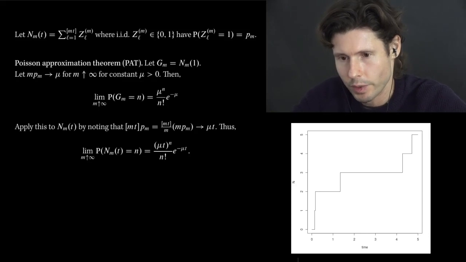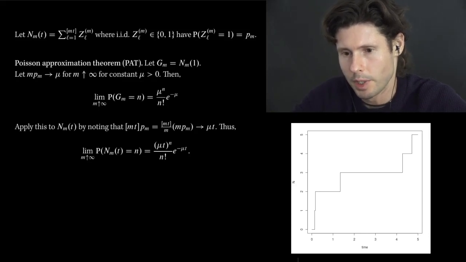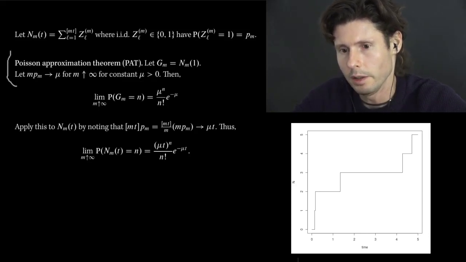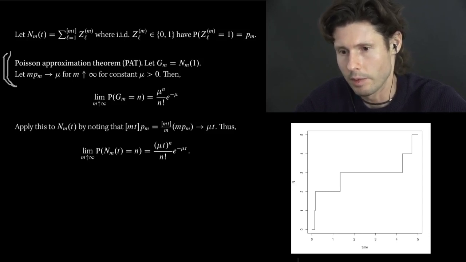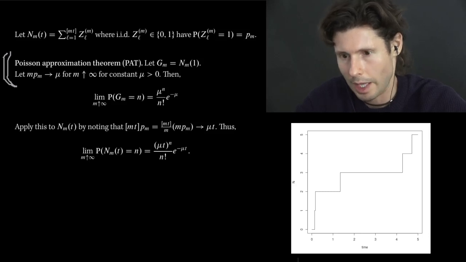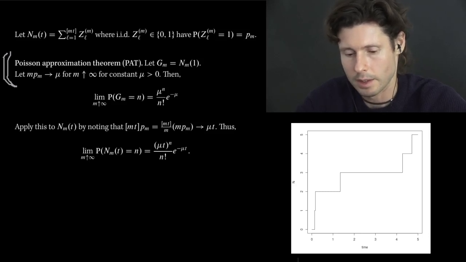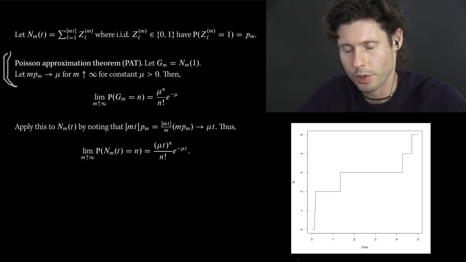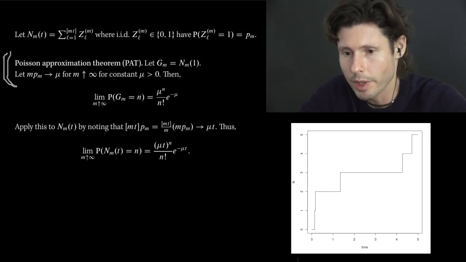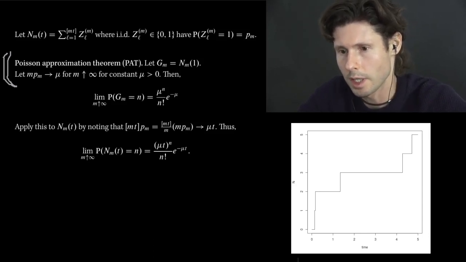And the reason we do this is because of the following theorem, which is kind of the lesser known version of the central limit theorem for Poisson random variables. This is called the Poisson Approximation Theorem, and it does the same thing for the Poisson distribution that the central limit theorem does for the normal distribution. So let's see how this plays out.